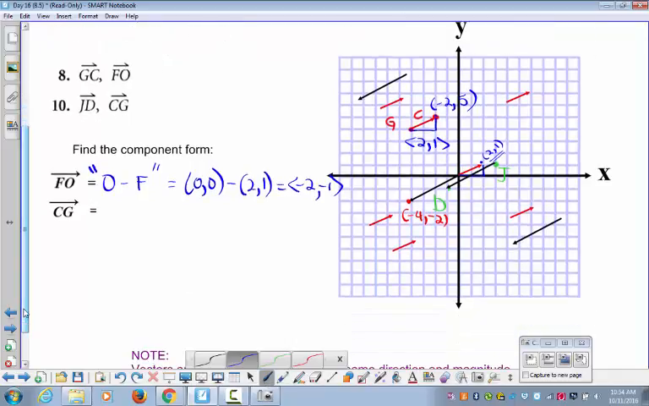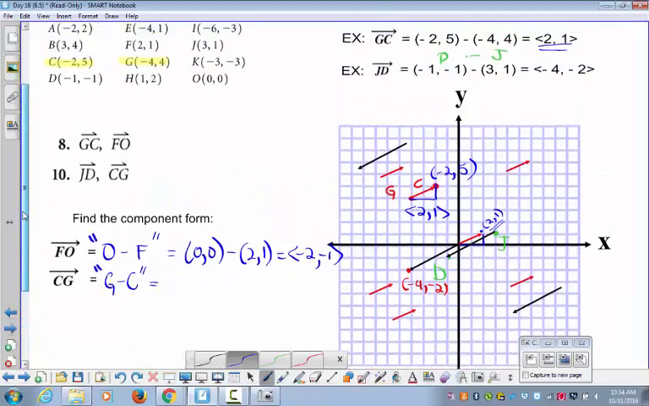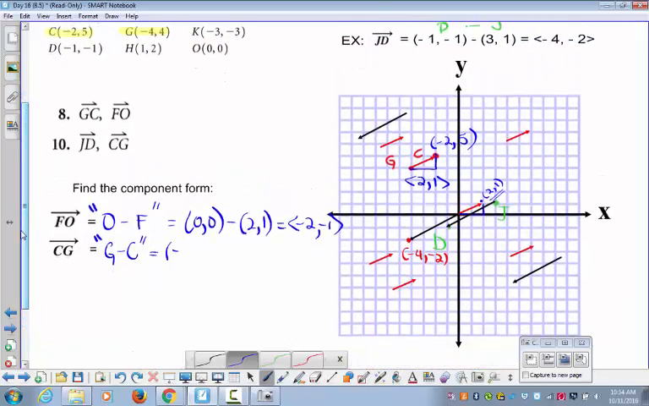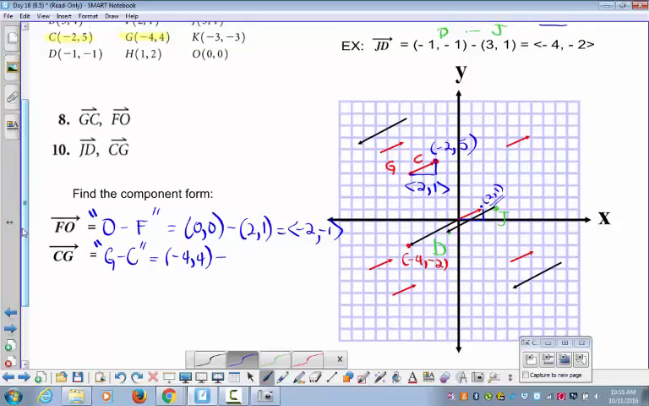This one, G minus C. So we figure out what G is, that's negative 4, 4. We're subtracting off C, negative 2, 5. That's going to give us negative 2, comma negative 1. So that's how we find the component form of a vector. Any questions on that part?